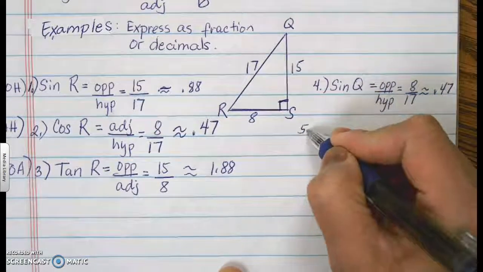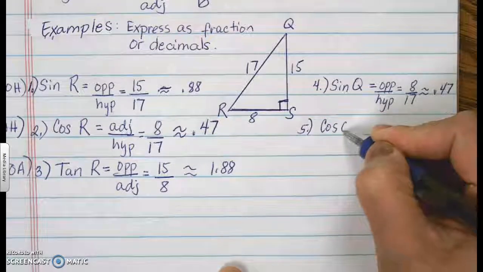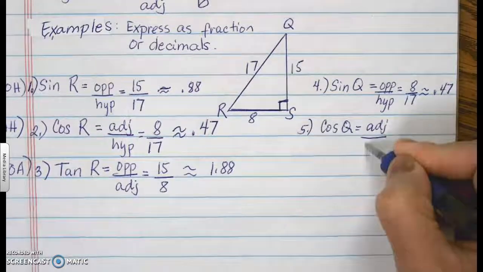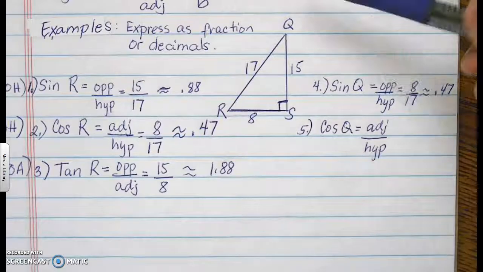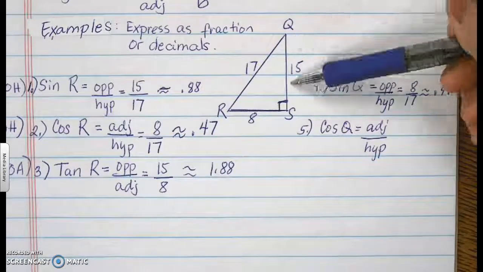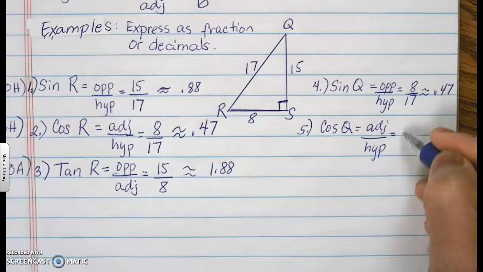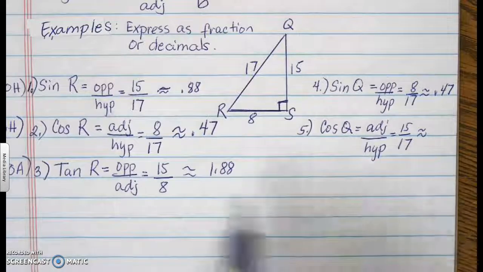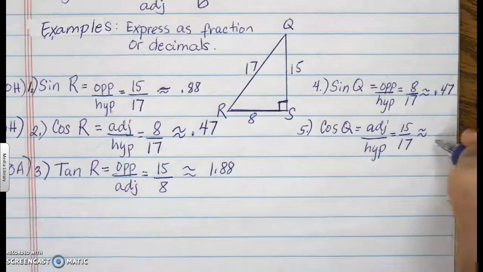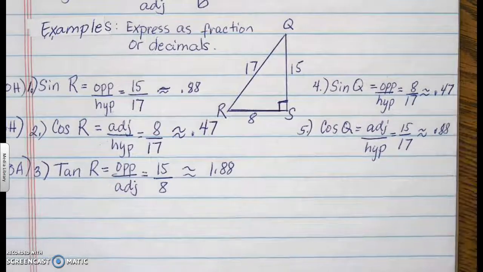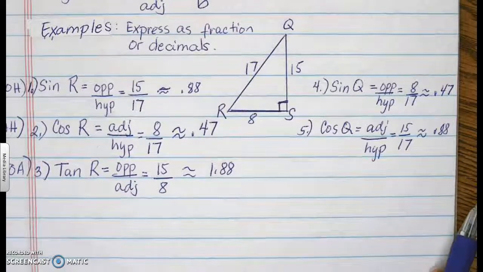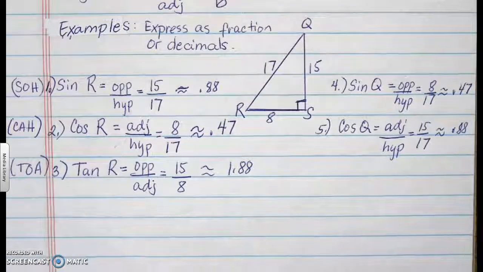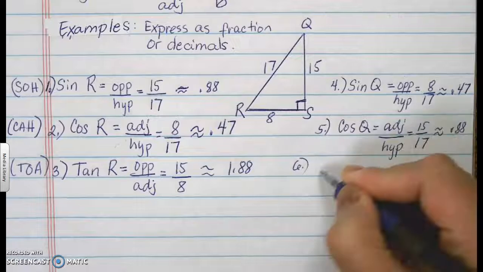And so let's keep on going and do cosine Q. And cosine is CAH, that is adjacent over hypotenuse. And in reference to angle Q, your adjacent is the 15, and this is your hypotenuse. So that is going to be 15 over 17, which in this case, I think we've already calculated, and that is 0.88. Right now, what we're doing is just expressing these as ratios, fractions, and decimals. That's all we're doing.